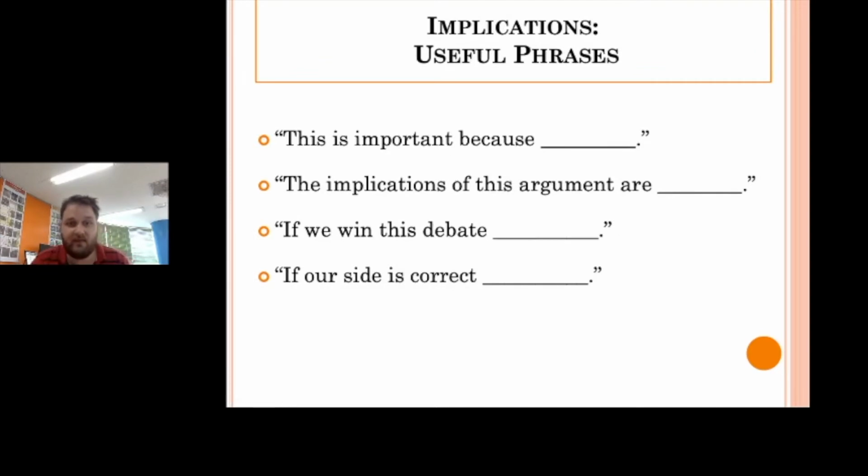And some useful phrases you can use. You don't have to use these, but these are just useful phrases that are short, simple, and easy to understand. This is important because... The implications of this argument are... If we win this debate... If our side is correct... So yeah, these aren't fixed. You can change them if you want to, but as you can see, they're all very simple and easy to understand.